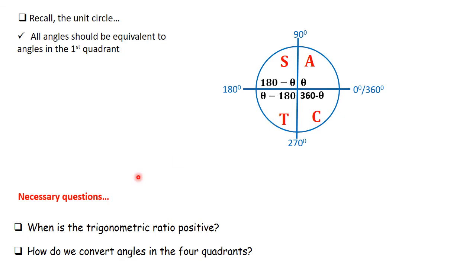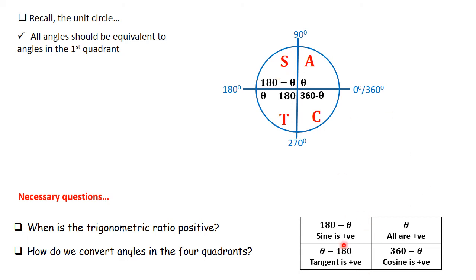Another question you should ask yourself is, how do we convert angles in the 4 quadrants? For the first quadrant, we don't convert anything. The second one, we just have 180 minus the given angle. The third one, we have the given angle minus 180. The last one, we normally have 360 minus the given angle.